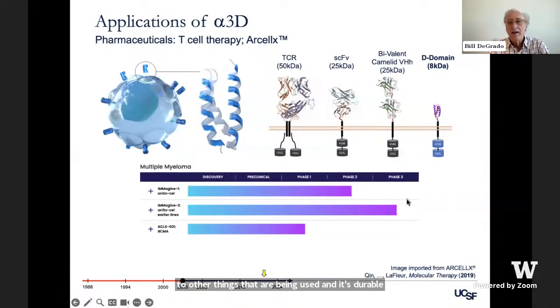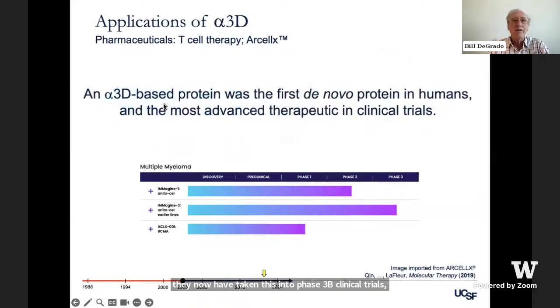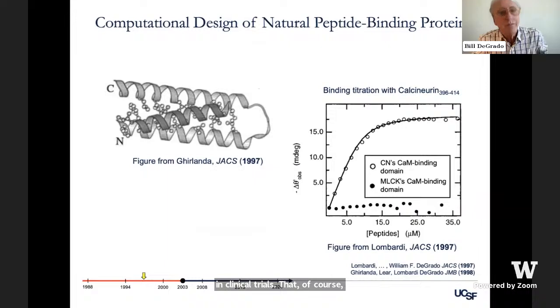They now have taken this into phase 3B clinical trials, so it's progressing quite well. So an analog of alpha 3D was the first de novo protein in humans. And I think it still is by far the most advanced therapeutic in clinical trials. That, of course, excludes vaccines.